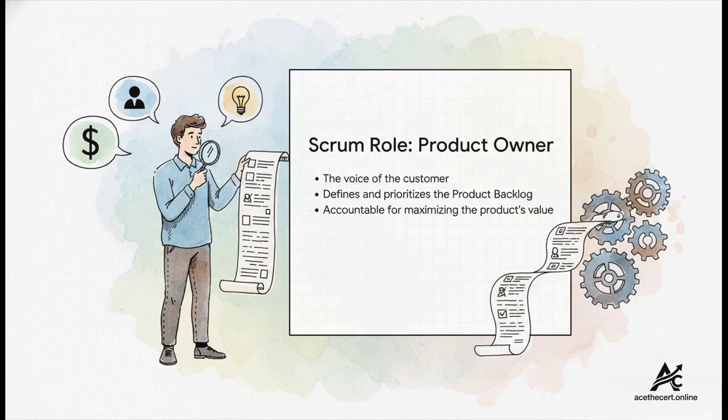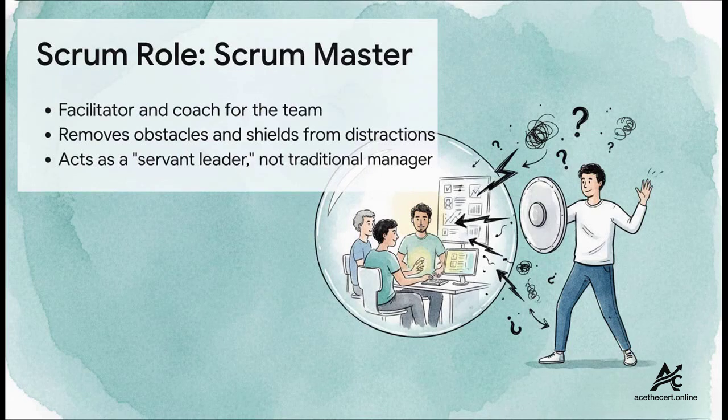They're in charge of that master to-do list, which we call the product backlog. Next, we have the Scrum Master. Now, this is not your traditional boss or project manager who tells people what to do. Instead, think of them as a coach and a facilitator for the team. Their job is to help the team use Scrum the right way, to get rid of any roadblocks that are slowing the team down, and to protect the team from distractions. They're often called a servant leader because they serve the team, not the other way around.